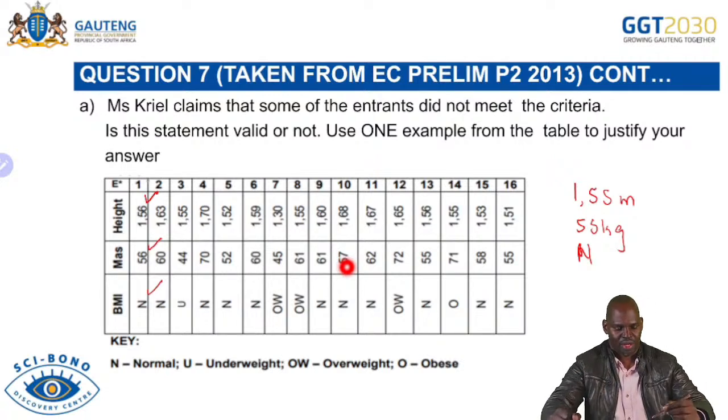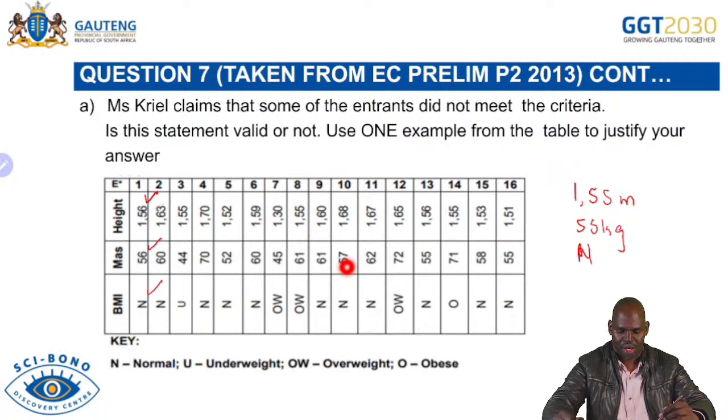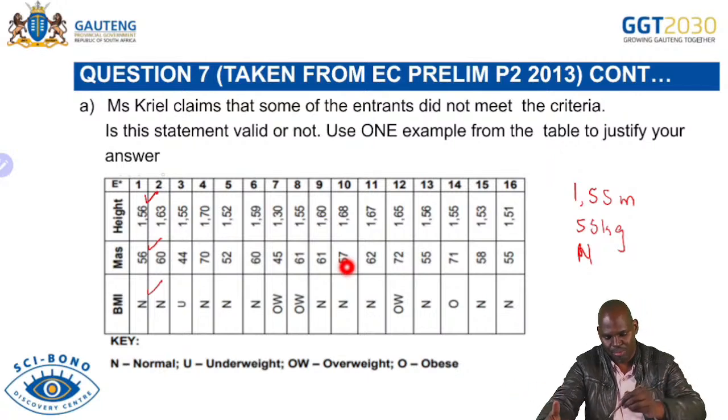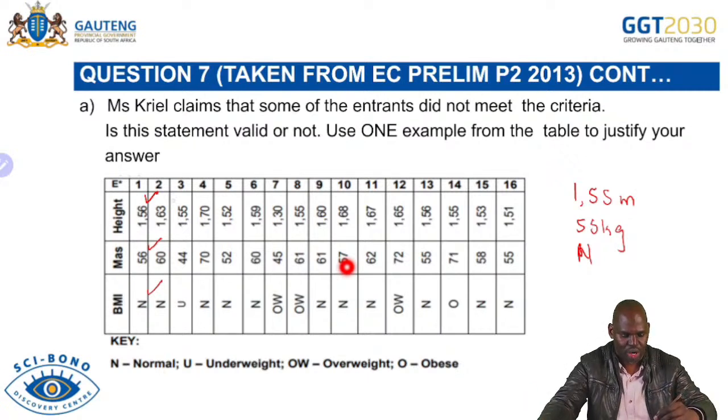Sorry. Then for entrant number 2, the height is 1,63. It's at least, so it can be taller by, it can be more than 1,55, or the height can be more than 1,55. So this one qualifies. And then what about the mass?